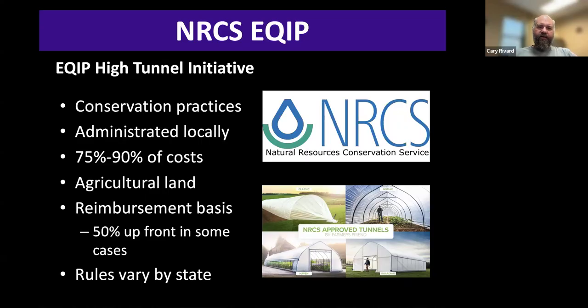Now, one thing that's important to note is this is a cost share program, so it's going to be 75 to 90% of the cost. Historically, that 90% was only for underserved communities. I honestly don't know what the story is with that these days, so I wouldn't count on any more than 75%. And it generally works on a reimbursement basis. So you still have to put the money up front in order to buy the tunnel, but you will get that money back from NRCS after you file the paperwork and do all those things.